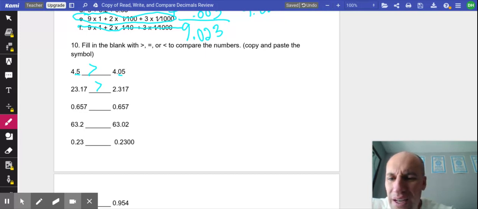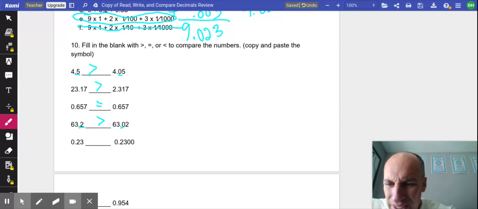657 thousandths is the same, so equal. 63 and 2 tenths, 63 and 2 hundredths. So 63 is the same. We look at the 2 and the 0. We know the 2 is greater.